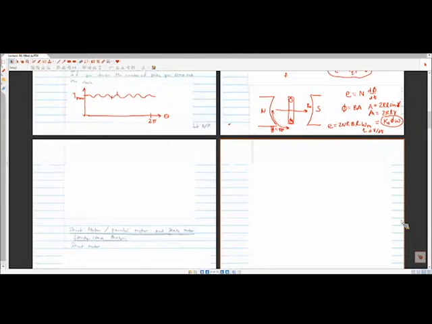Permanent magnet DC motors are the easiest to analyze because we have this source that's just creating a constant magnetic flux that you're assuming is not changing.